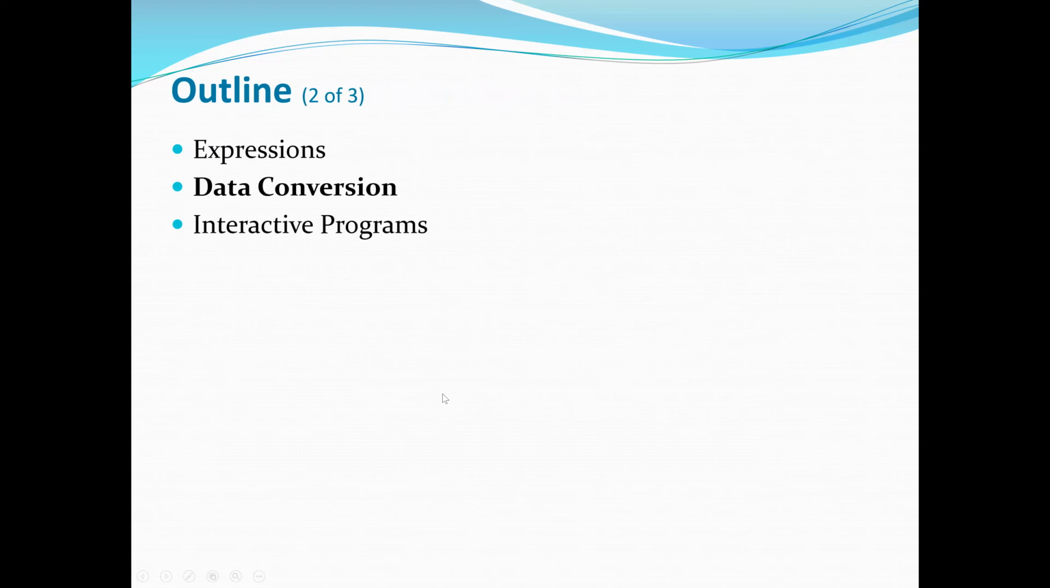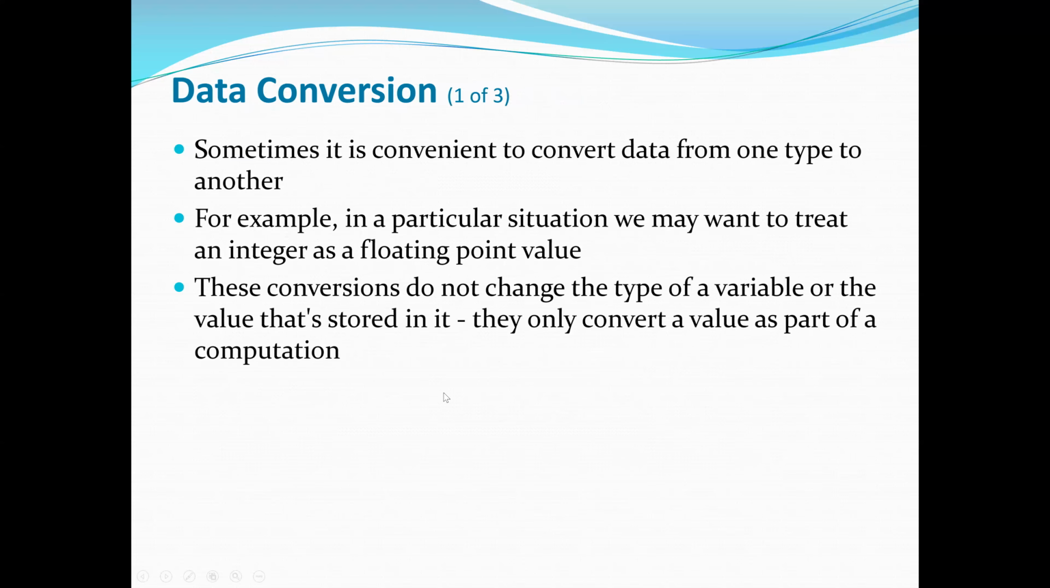So next, let's go to the data conversion. The concept of data conversion is changing a data type, let's say decimal, to a whole number, or from a whole number to decimal, etc. Sometimes it's very convenient to convert data from one type to another. For example, in a particular situation, we may want to treat an integer as a floating point value. Now, these conversions do not change the type of variable or the value that is stored in it. They only convert a value as part of a computation.